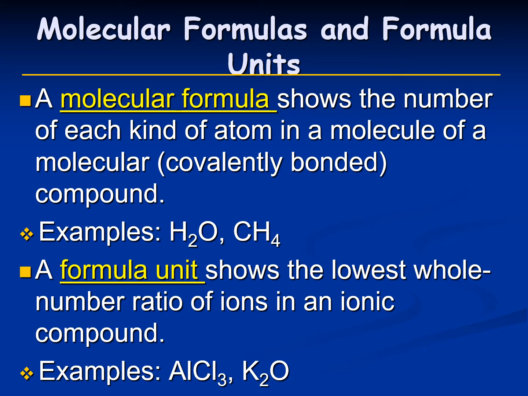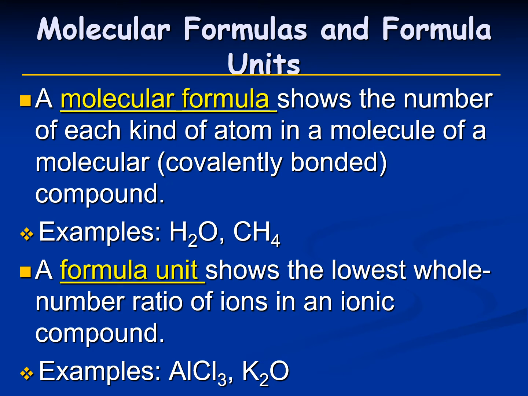Examples: H2O. There would be 1 oxygen and 2 hydrogens. In methane, there would be 1 carbon and 4 hydrogens. These are covalently bonded units. In ionic substances, the formula unit shows the lowest whole number ratio of ions. In other words, it shows what ratio is necessary in order for the substance to be neutral.